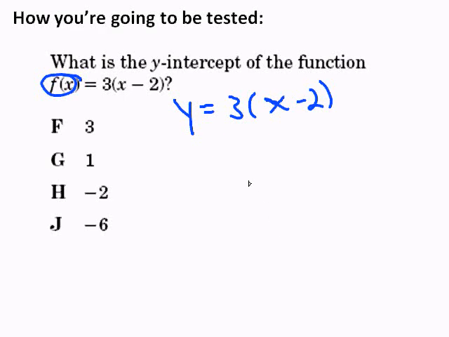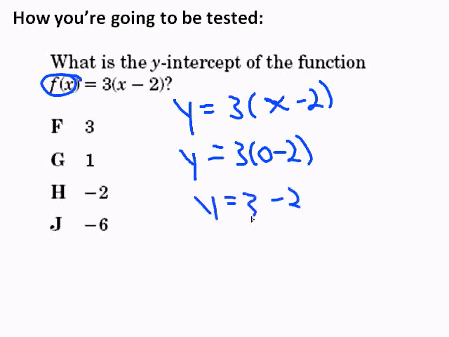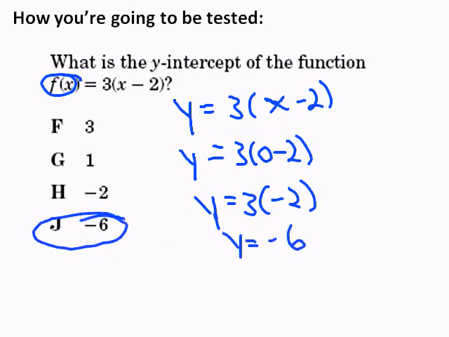Go ahead and find the y-intercept of this function, pausing the video, and press play when you're ready to see the answer. Okay, to find the y-intercept, you put 0 in for x. So y is equal to 3 times 0 minus 2. 0 minus 2 is negative 2, times 3, so y is equal to negative 6. So our y-intercept is negative 6.